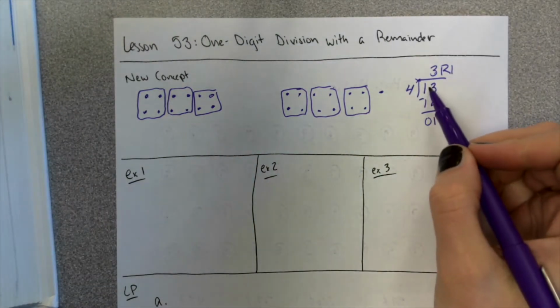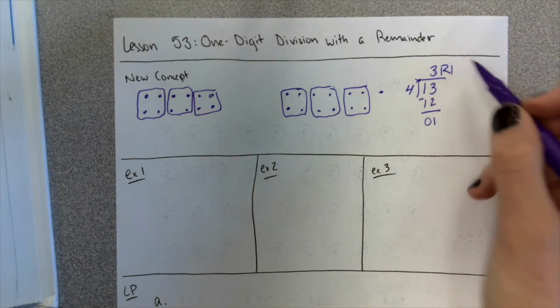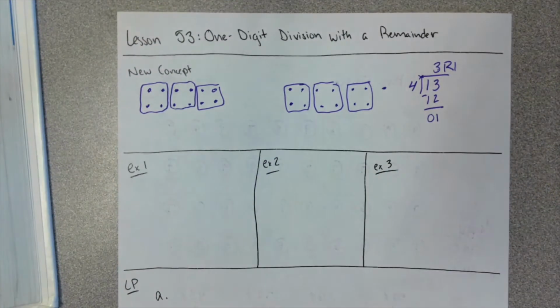So first I'm gonna see how many times 4 goes into 13. It can go in 3 times. Then when I multiply that I get 12, and then I subtract, I've got my 1 left over.